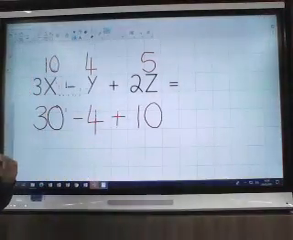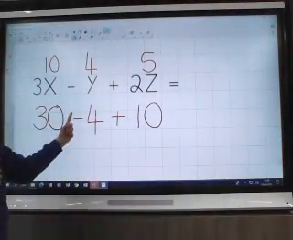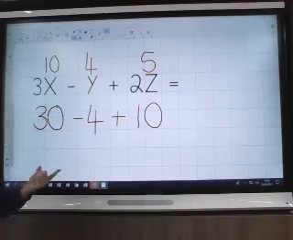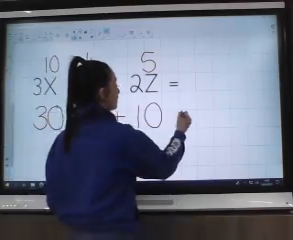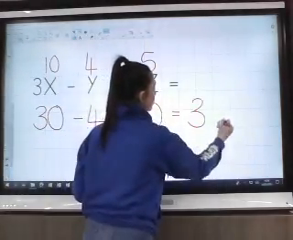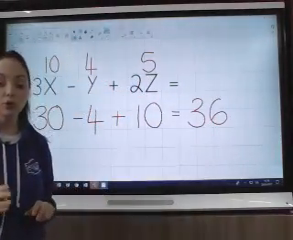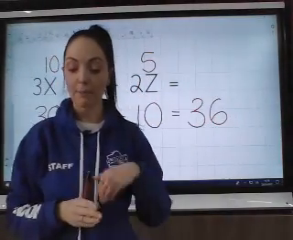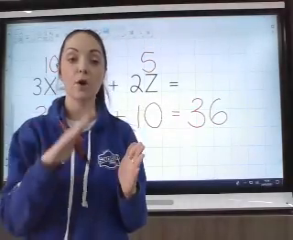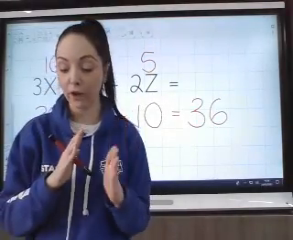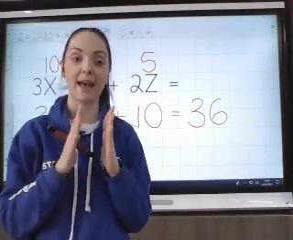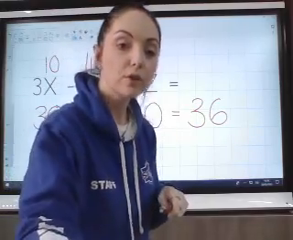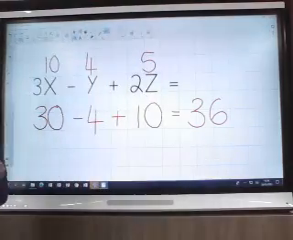And now you can work it out. So 30 take away 4 is 26. 26 add 10 is 36. So yours is very, very similar. Remember, you've got 8x, so work out what x is, and then your first one would be 8 times x. So you go away and have a go at question 1.